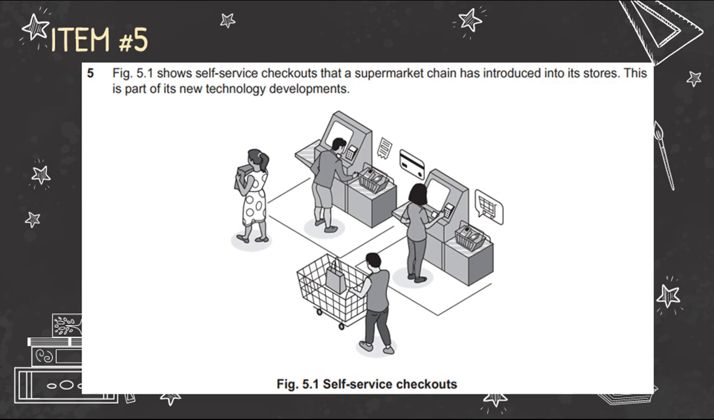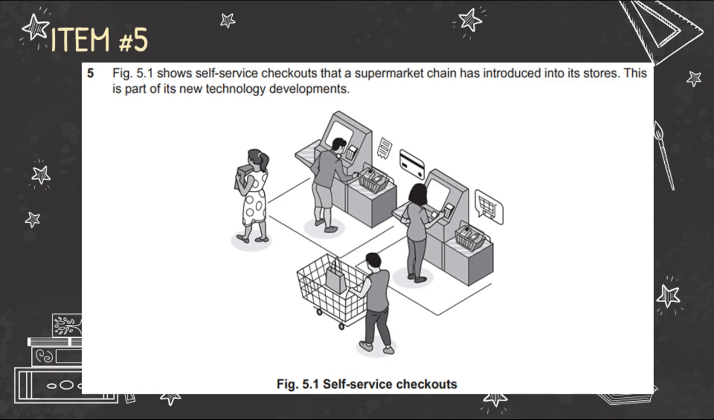Item number 5 is a figure about self-service checkouts. Figure 5.1 shows self-service checkouts that a supermarket chain has introduced into its stores. And this is part of its new technology developments. And as you can see here, it is a self-service checkout. And remember, SCO, also known as a self-checkout, or another name for self-service checkout is the ACO, the assisted checkouts.